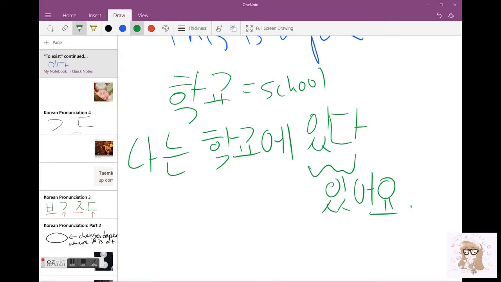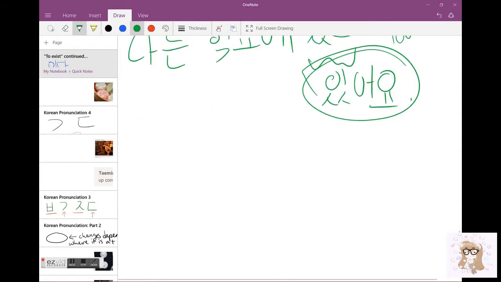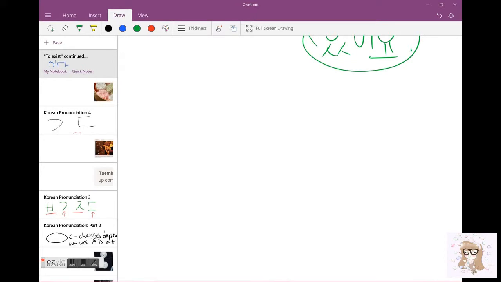I think it's the more correct way. Okay, because I know for sure 100% that this is the correct way. So 나는 학교에 있어요. I am at school.